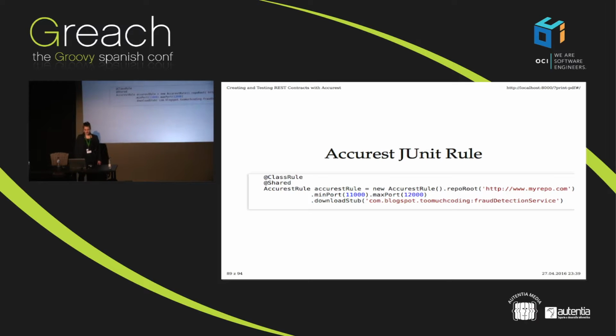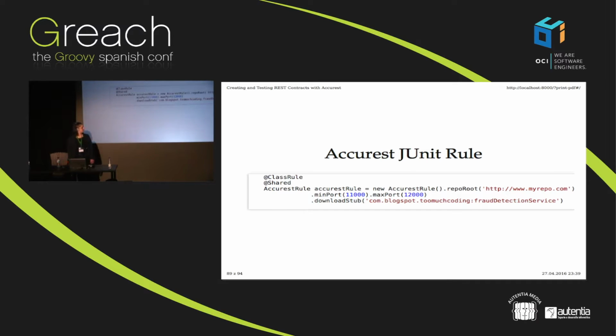whatever address you have. Then you need to write in download stub, you need to pass either the artifact ID and the group ID or the Ivy notation. And you can also add some additional options. So here I have minimum port and maximum port. In the documentation, you can see what options are supported there.